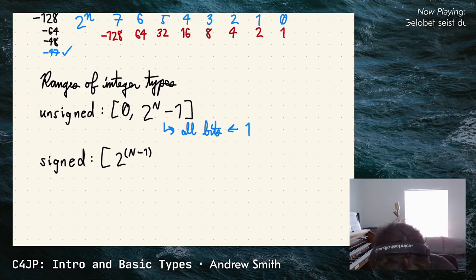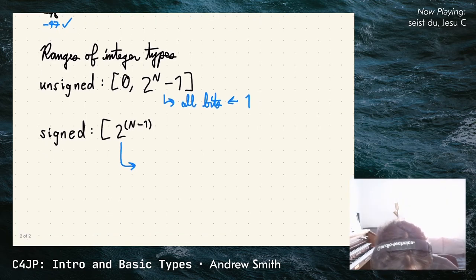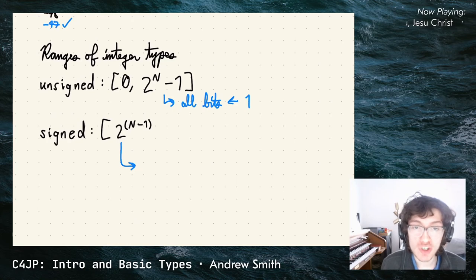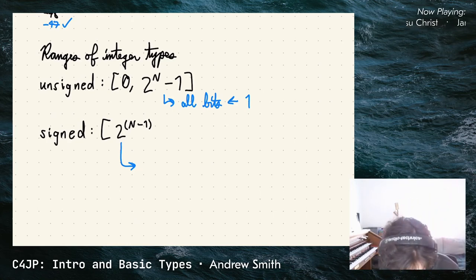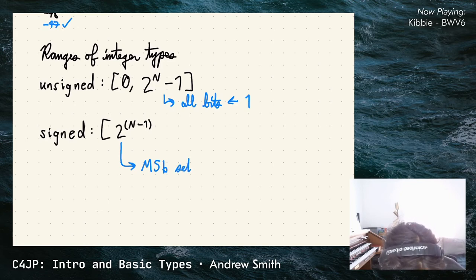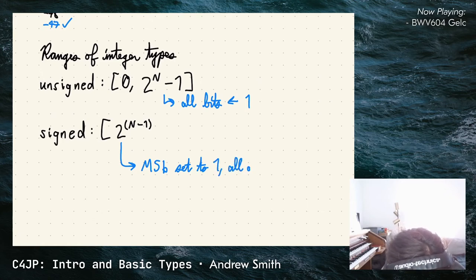And we can attain that by setting the first bit to 1, the most significant bit, meaning just the bit with the largest place value, which we'll abbreviate here as MSb, lowercase b for bit, uppercase B for byte. So MSb set to 1. All others are set to 0.